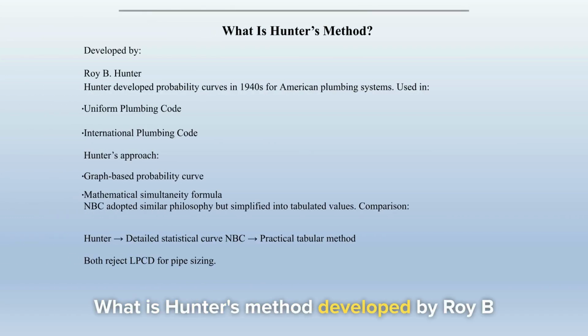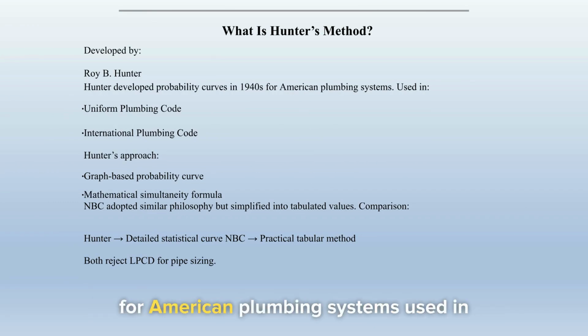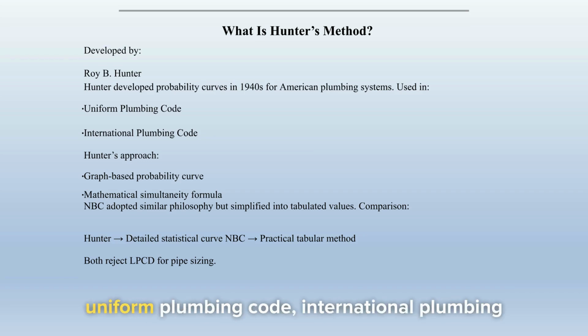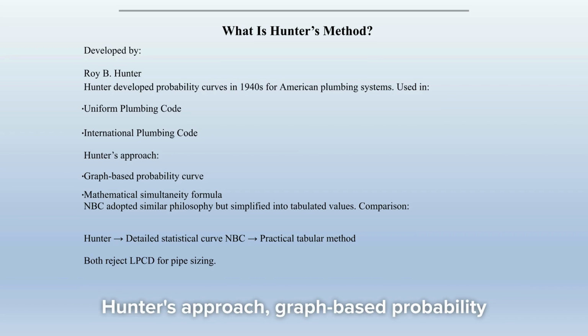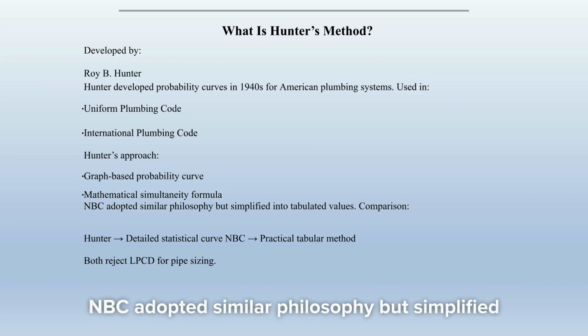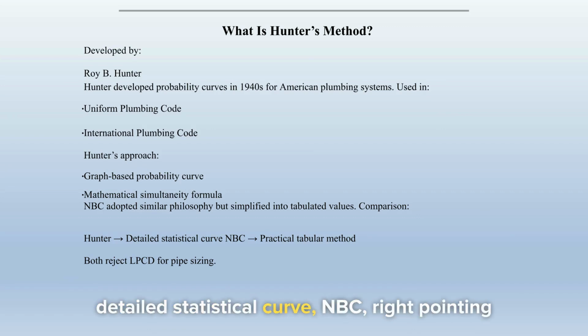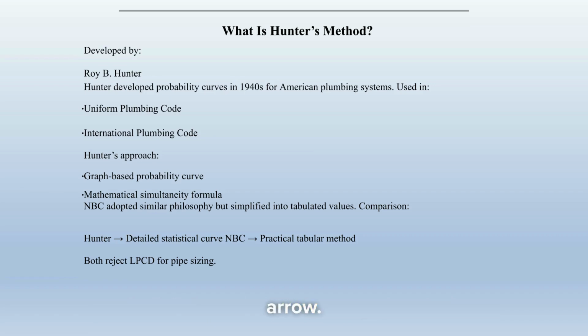What is Hunter's method? Developed by Roy B. Hunter, who developed probability curves in the 1940s for American plumbing systems. Used in the Uniform Plumbing Code and International Plumbing Code. Hunter's approach: a graph-based probability curve with a mathematical simultaneity formula. NBC adopted a similar philosophy but simplified it into tabulated values. Comparison: Hunter is a detailed statistical curve. NBC is a practical tabular method. Both reject LPCD for pipe sizing.